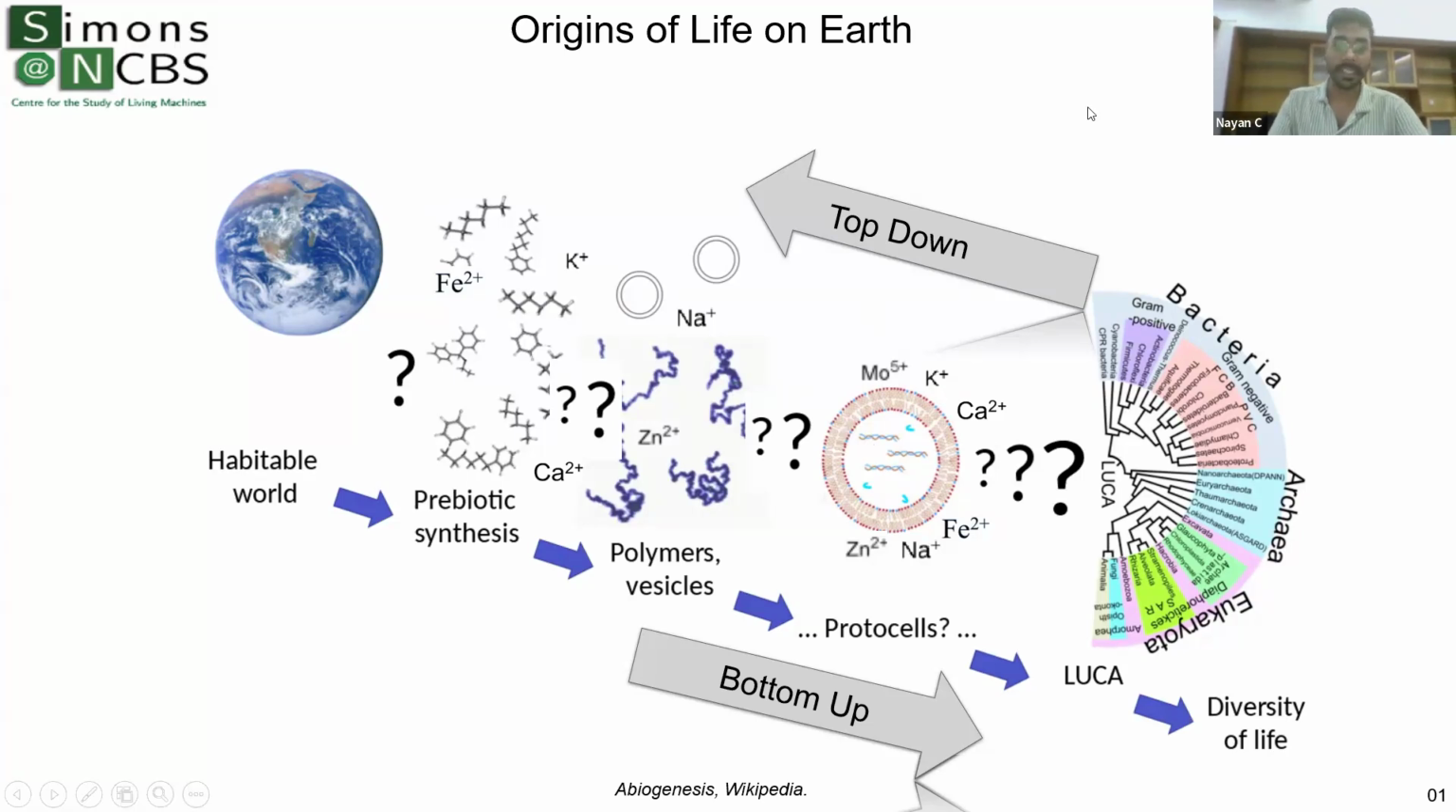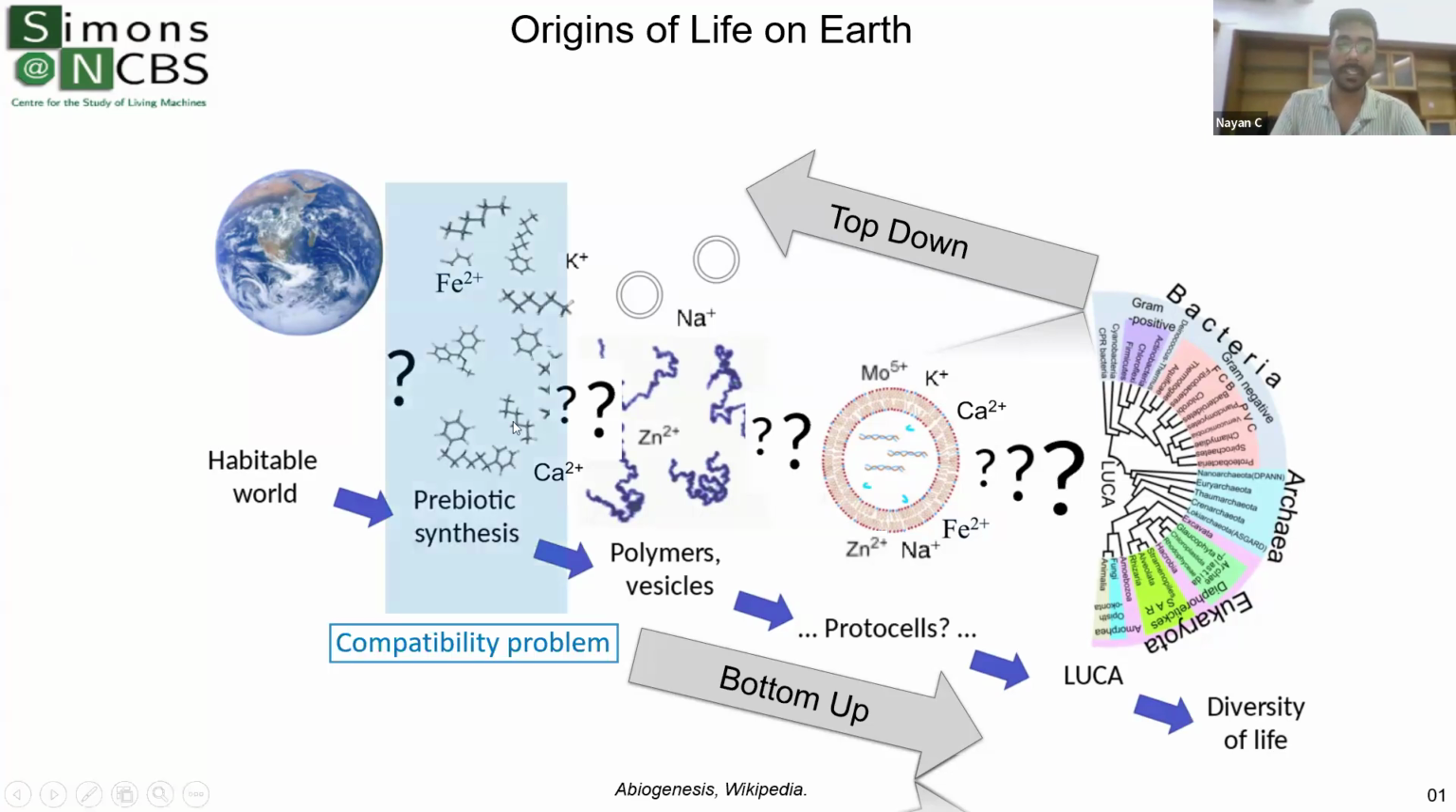Regarding our take currently on this, we have identified three broad themes of problems in this entire origins of life schematic. I'll briefly describe them and then delve into the system. The first one is what I call a compatibility problem. In prebiotic chemistry, there are ways to synthesize the different precursors of biomolecules like sugars, amino acids, nucleotides, lipids. But most of the time, these chemistries are not compatible with each other. That's what we call a compatibility problem.